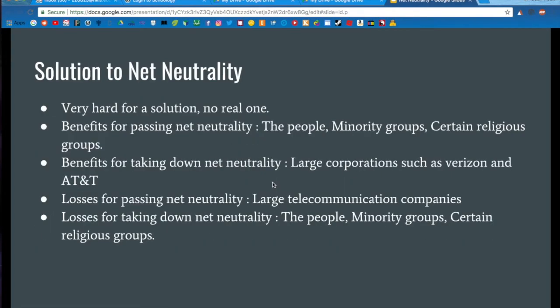Losses for passing net neutrality. If net neutrality stays the same, the large telecommunication companies will lose money and lose power. Well, they'll have the same money and the same power, so they don't make any extra profit off of that. And losses for taking down net neutrality fall on the people, minority groups, and certain religious groups.